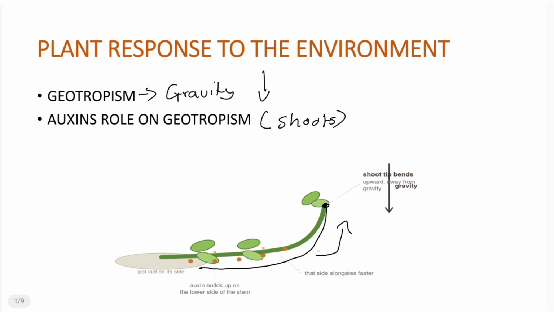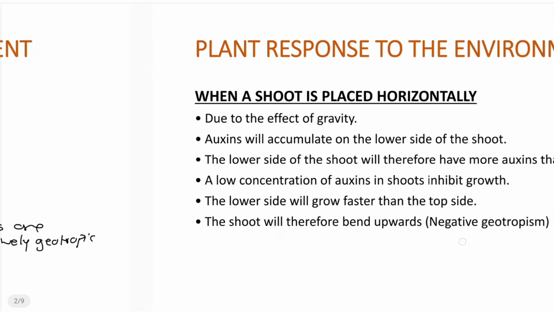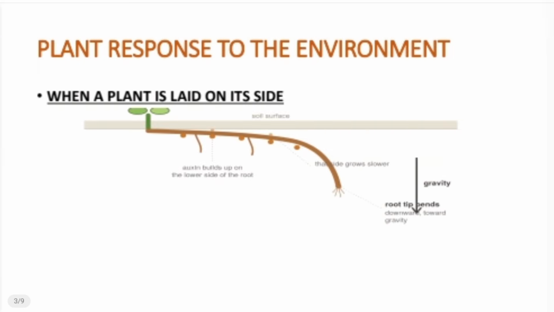Now, because a shoot is going to bend upward, we're going to say that shoots are negatively geotropic. This is simply because the shoots are growing away from the force of gravity, which pulls things downwards, right? So that is all when it comes to auxins and geotropism on shoots, right? Now, over here is simply an explanation or written notes of what I was explaining on the previous slide, right? So this is negative geotropism.